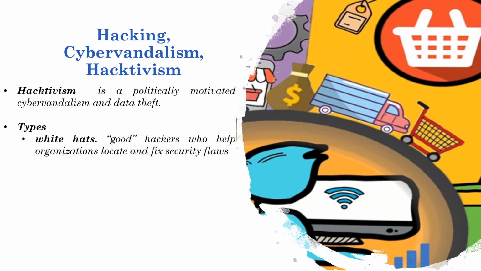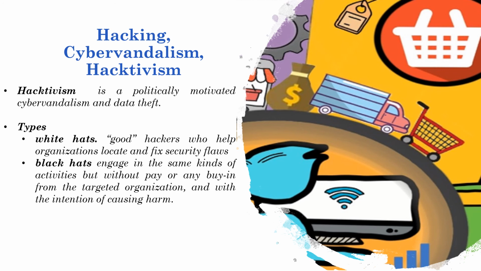There are different types of it. We have the white hats. White hats are the good hackers who help the organization locate and fix security flaws. And then we also have the black hats. These are hackers who engage in the same kinds of activities but without pay or any buy-in from the targeted organizations, and with the intention of causing harm. So they break into websites and reveal the confidential or proprietary information they find.